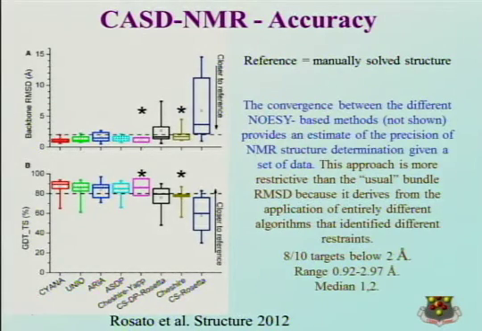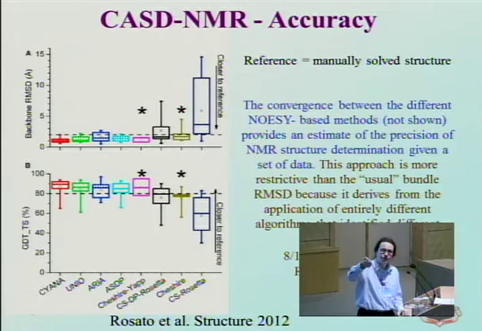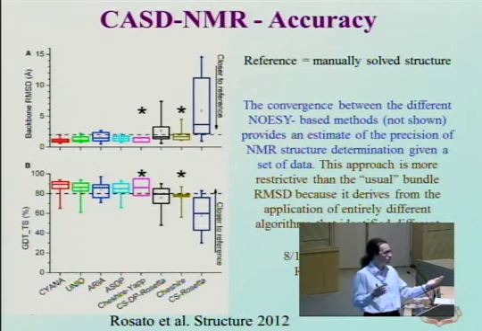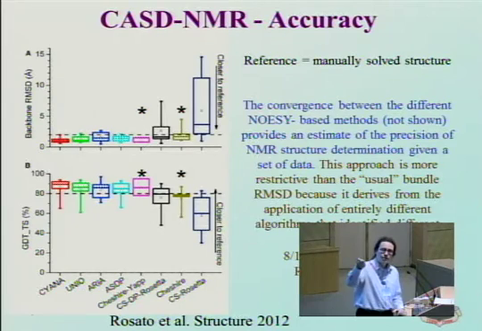So we have a measure of accuracy, which is pretty straightforward. It is the root mean square deviation, so it's the coordinates deviation between the automatically generated structure and the reference manually solved structure, assuming that the manually solved structure is correct. And we set an arbitrary threshold. We say the structure is good if it's below 2 Angstrom RMSD.